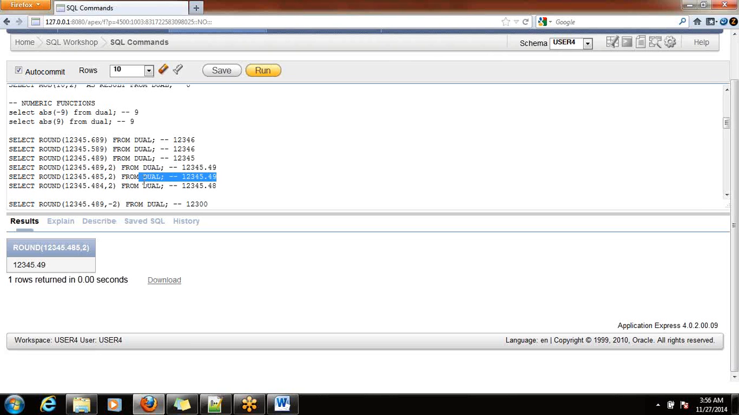And with the same round you can give 4, 8, 4. Deliberately I gave that, because the third decimal 4 is less than 5. So 4, 8 it gave.